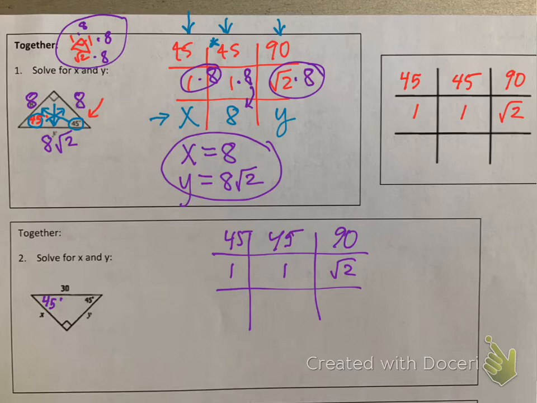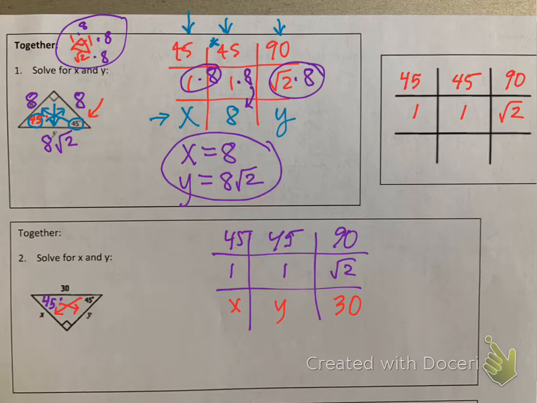So what is across the 45 degree angles? It doesn't matter which one you start with, but I notice if I go across the 45s, I see an X and a Y. So I'm going to fill in X and Y, and again, you could have written Y and X, you get the same answer. And then what is the hypotenuse in this picture? What's across the 90 degree angle? That would be the 30.